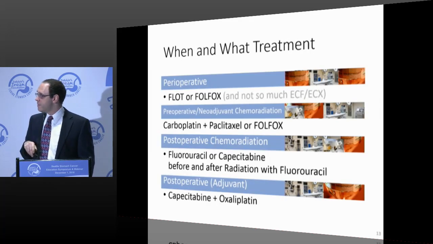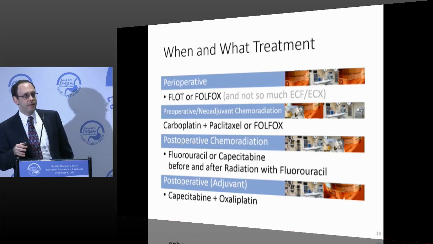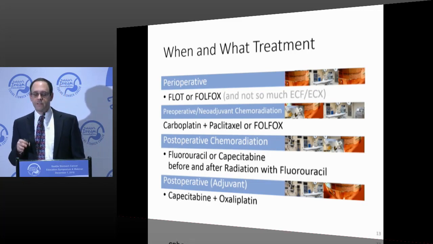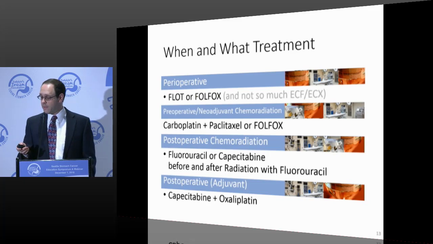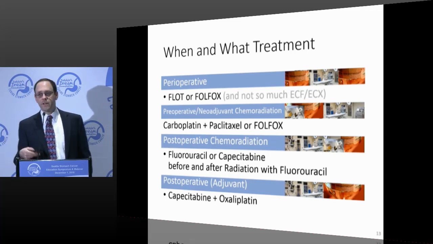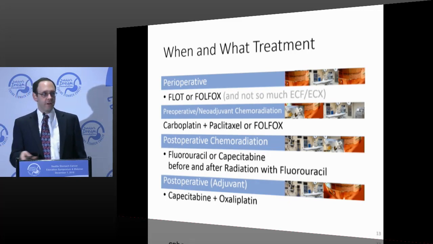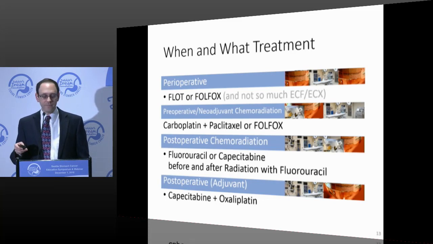So when and what of treatment? Perioperative therapy really means you're going to give chemotherapy before and after surgery. So it's neoadjuvant, adjuvant therapy. The two main regimens that people really talk about today is what I showed you on that other page, FLOT and FOLFOX. Those are regimens that come with a pump. They're given every 2 weeks. Roughly, for most things I do, we give about 6 months of chemotherapy. In perioperative, we give 3 before and 3 after.